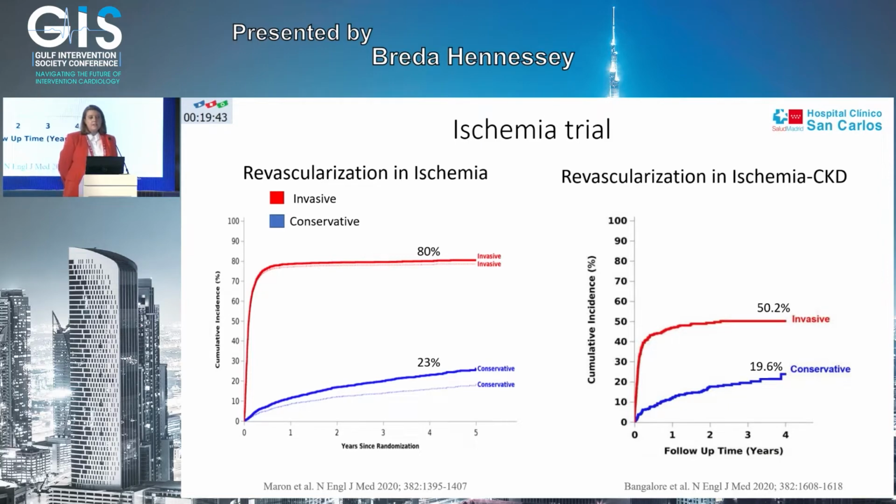And I think there's evidence of this in even more contemporary trials. If you look at the standard ISCHEMIA trial, 80% of those randomized to an invasive arm got an angiogram. But if you look at the ISCHEMIA-CKD trial, only 50% of those that were randomized to an invasive arm actually got an angiogram. So something is stopping us as physicians from doing this. The only difference between these two trials was the presence of CKD. So something is stopping us.